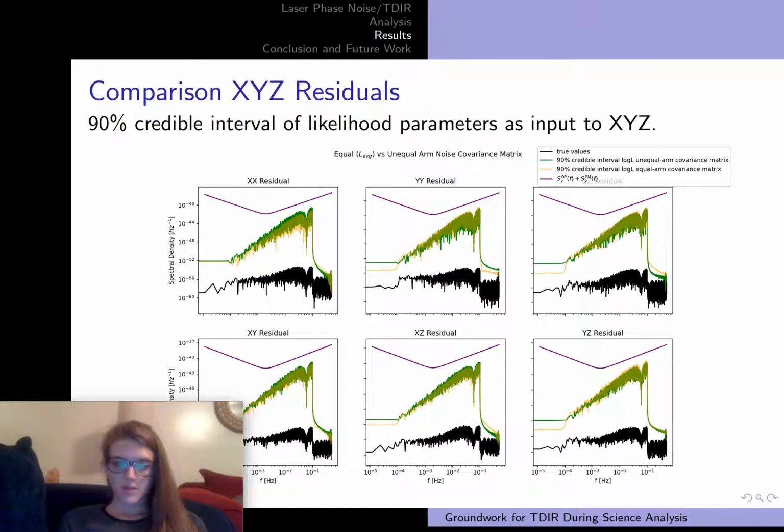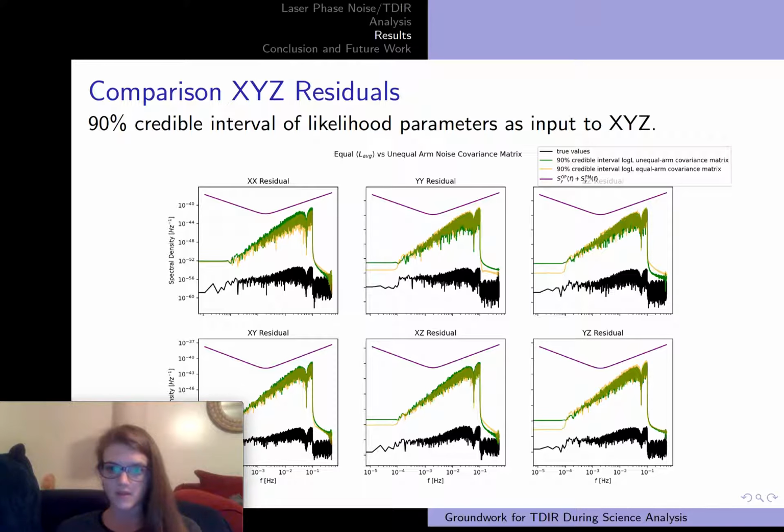Also, the 90% credible interval parameter for the log likelihood. So I use the 90% log likelihood, and then its corresponding parameters in the distributions. You put that into the TDI equation, and you end up with this. So even out to 90% in log likelihood, we are still canceling just fine.